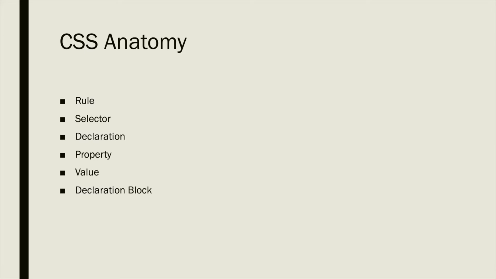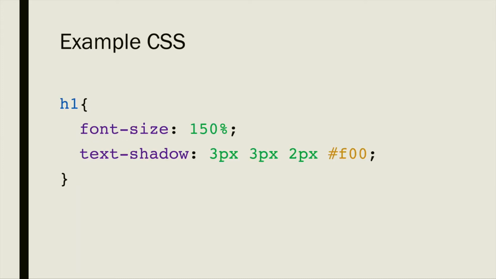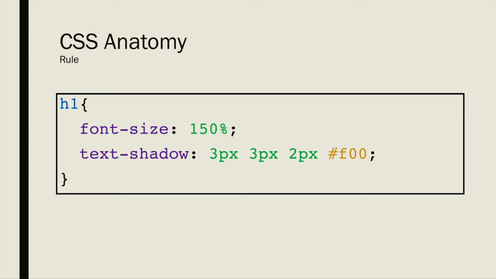Once we get into CSS, you need to know some basic CSS anatomy, such as the rule, selector, declaration, property, value, and a declaration block. The first item we have is a CSS rule, and a CSS rule is a single block of code that highlights one or more elements. For example, one CSS rule may color all the paragraph text red, while the other rule changes the background color and font size in a footer. The following rule sets the font size of all the H1 elements and creates a drop shadow on the text. I'll go over the exact details of what these are in just a minute.